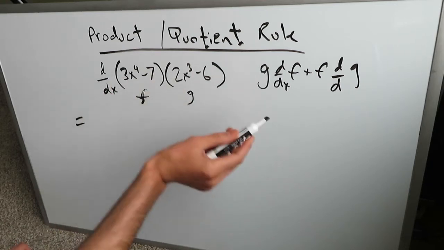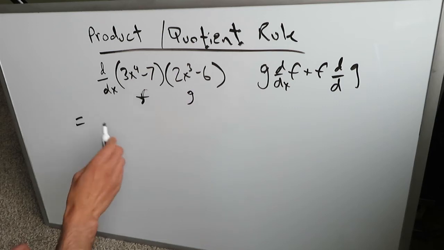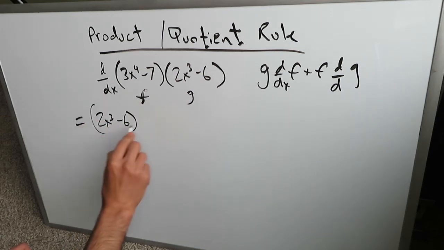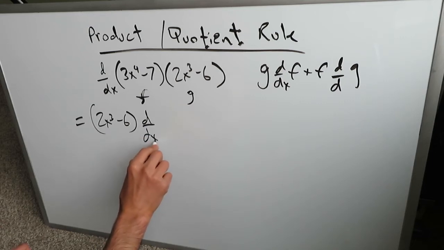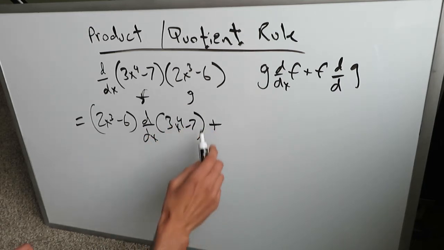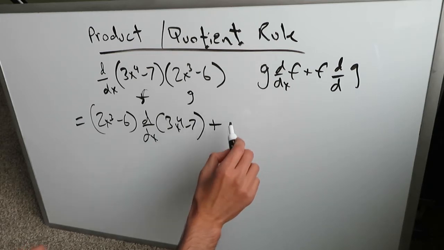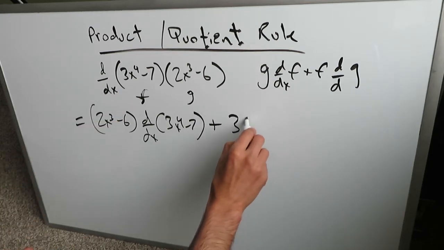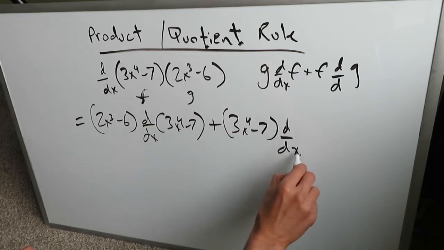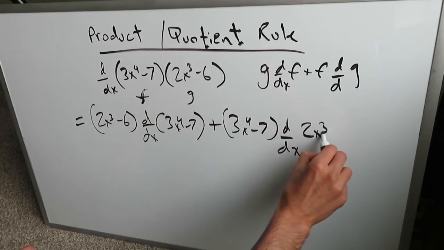So the derivative of this compound function would be the original g function, which is 2x cubed minus 6, multiplying by the derivative of the f function, which would be 3x to the 4 minus 7, which we have to calculate, followed by the plus sign, and then the original f function, not affected in any other way, multiplying now with the derivative of the g function, 2x cubed minus 6.